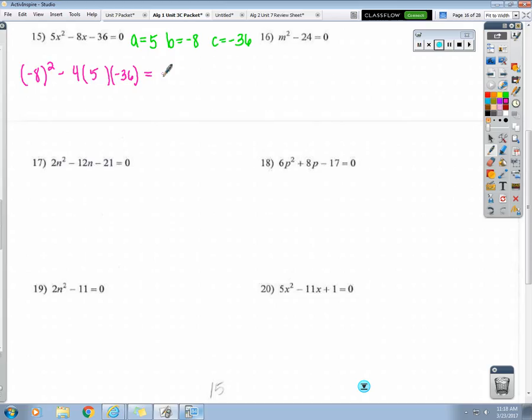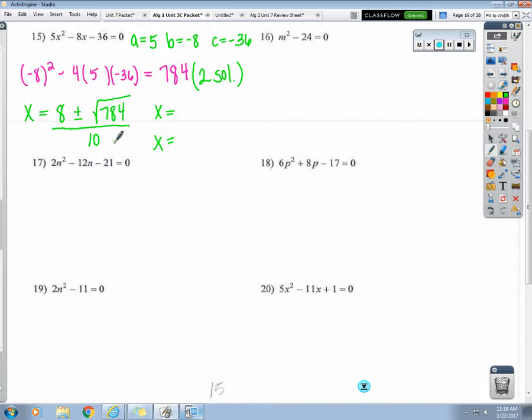Yes, what did you get? Which means we're going to have how many solutions, Maggie? 2. You got to pay attention. Then you do x equals negative b. Well, if your b is already negative, won't that turn it into a positive 8? Plus or minus the square root of 784 all over 10. Because your a value is 5, so 2 times 5 will be 10.